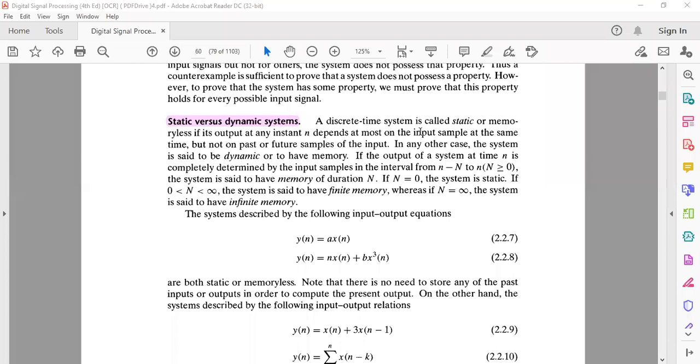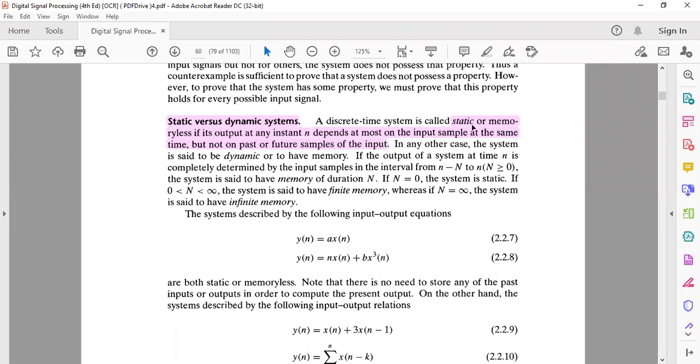We're saying that a discrete system is said to be static or memoryless if its output at any instant n depends at most on the input samples at the same time, but not on past or future samples of that input. Memoryless is the same as static. Most times we use memoryless or memory; however, they mean the same as static and dynamic.